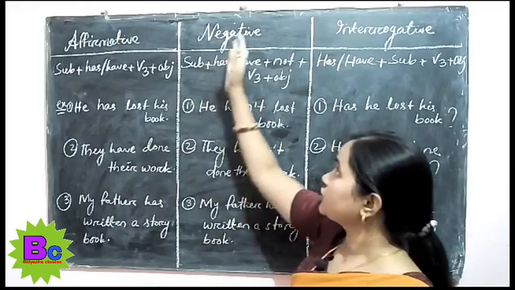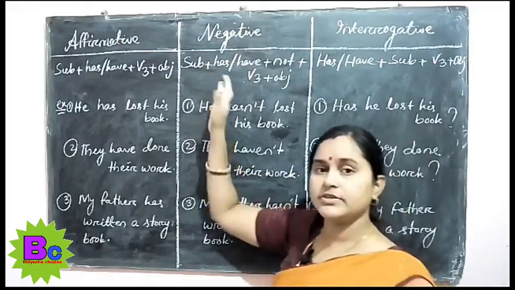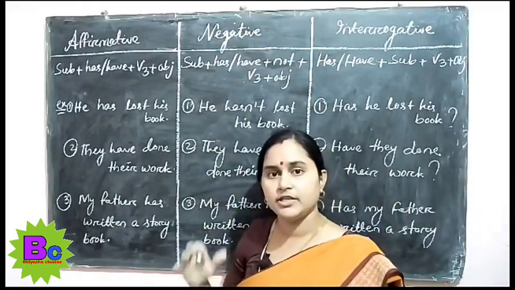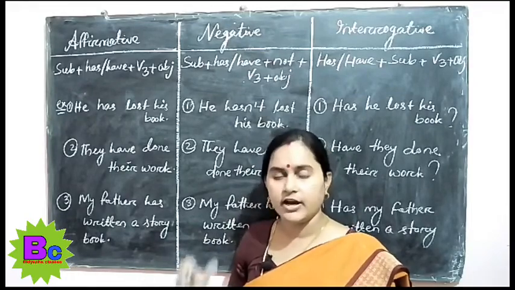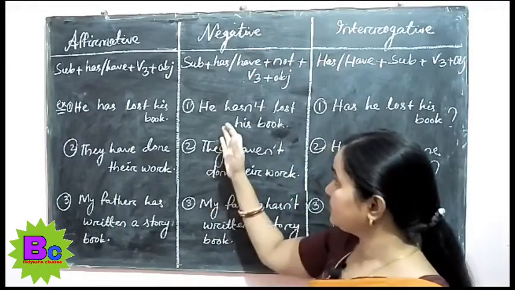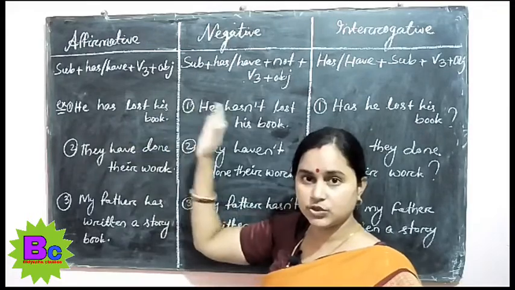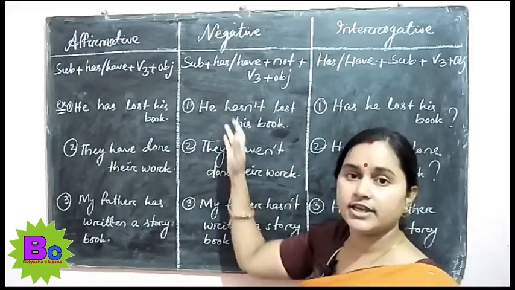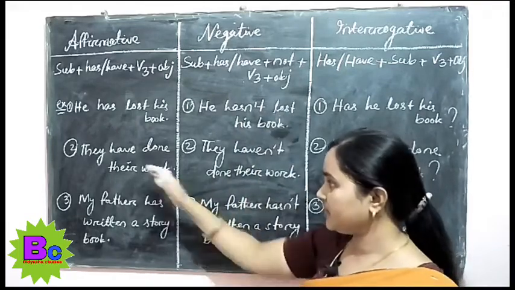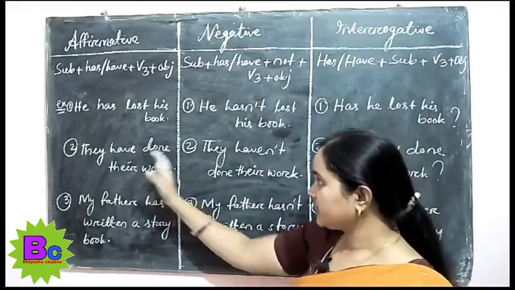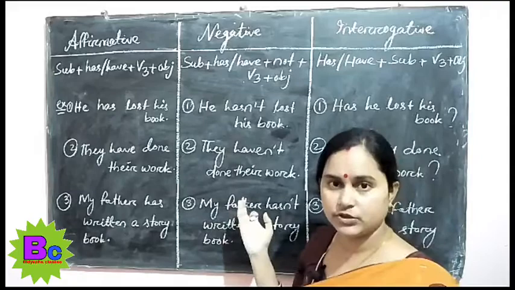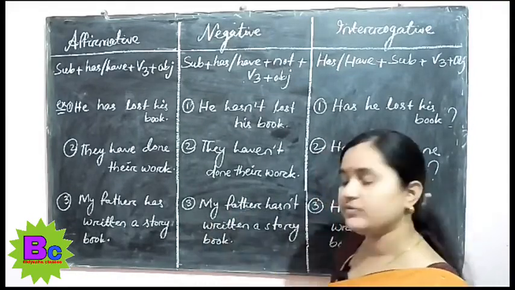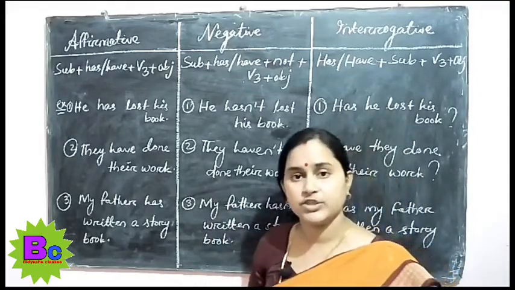And the structure for a negative sentence is subject plus has or have plus not, then V3 and then object. For example, if I change this sentence into negative, then he has not lost his book or he hasn't lost his book. Similarly, the second example is they haven't done their work. And the third one, my father hasn't written a storybook.